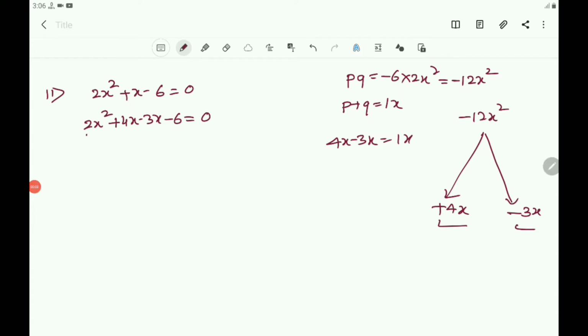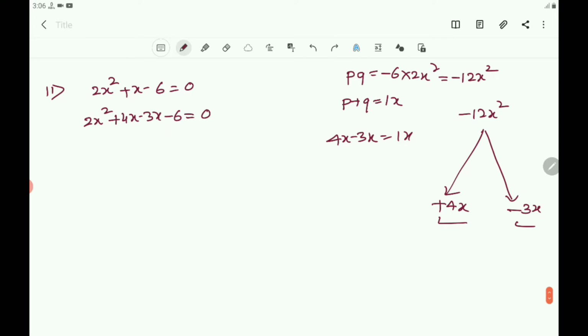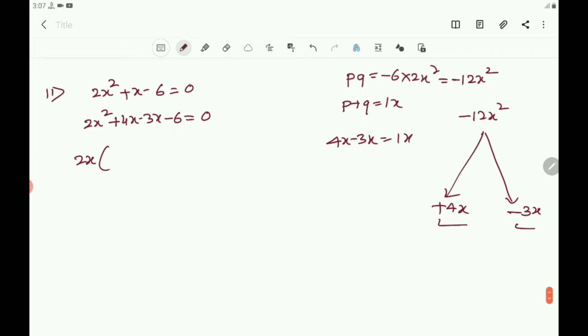Here you got two groups of two terms. The first group is 2x square plus 4x. Here you remove the common. What is common? Out of 2x square and 4x, 2x is common. Out of 2 and 4, the HCF is 2, and out of x square and x, x is common. So totally 2x is common. Remove that outside. In the bracket, what are you going to get? 2x into x is 2x square, plus 2x into 2. So in the bracket you got x plus 2.